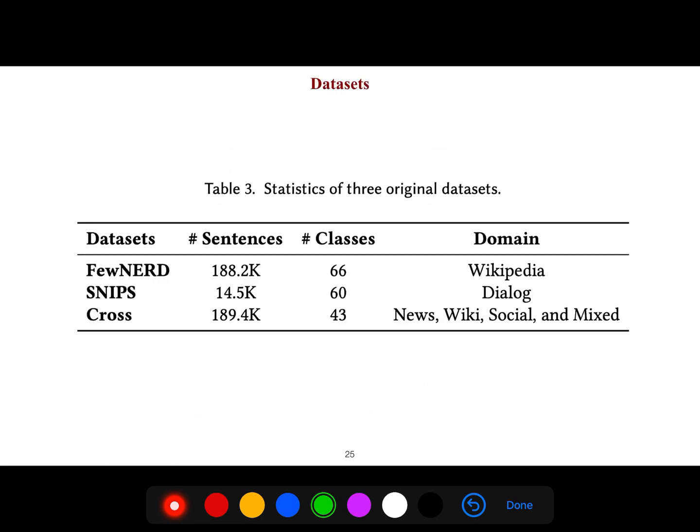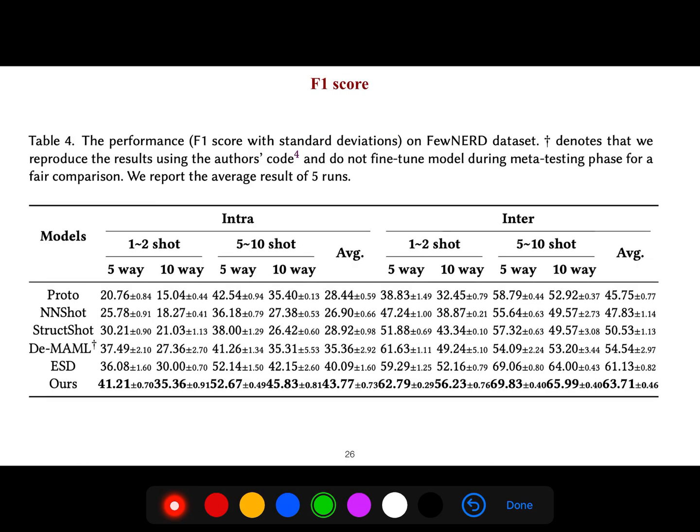The dataset, like the previous lecture, they use FUNERD, and here they use SNIPS and CrossNER as well. The domain is typically Wikipedia and dialogue, but the domain of biomedical texts is much richer, much more difficult than these toy datasets. So the F1 score for 5-way or 10-way, we have different results. But the bold one, for example 63, is for this proposed model. And if we compare it to the classical paper Protonet in 2017, you see it's quite a big improvement, about 20% increase, which is very nice.